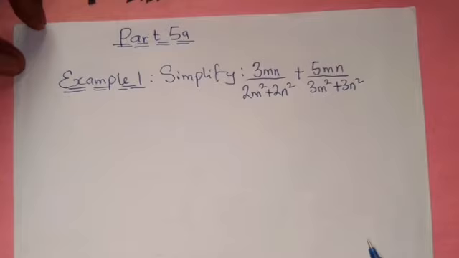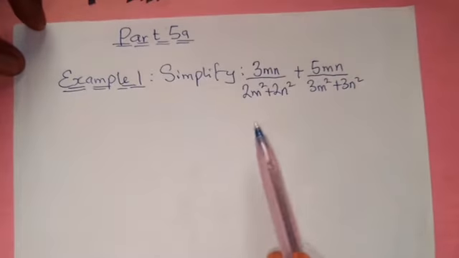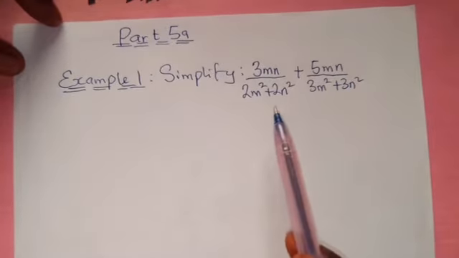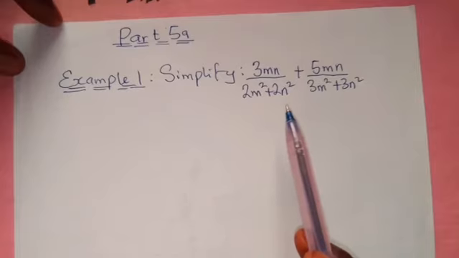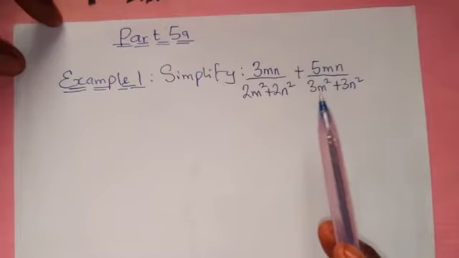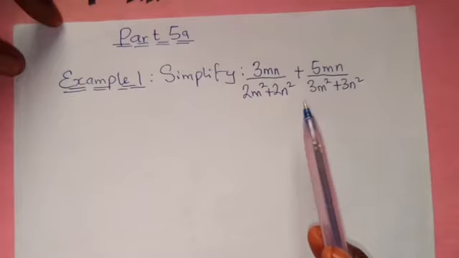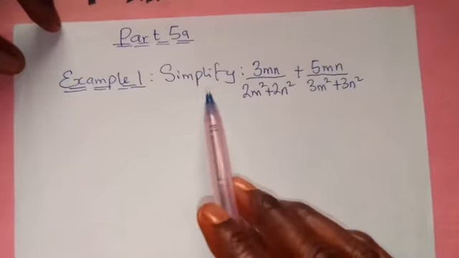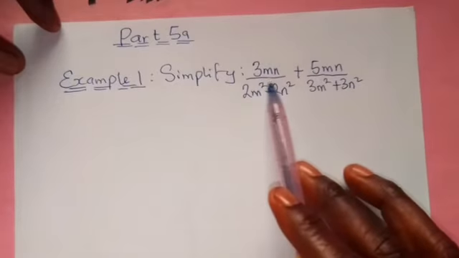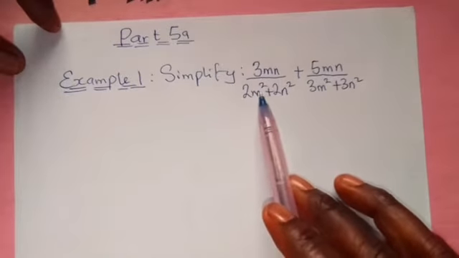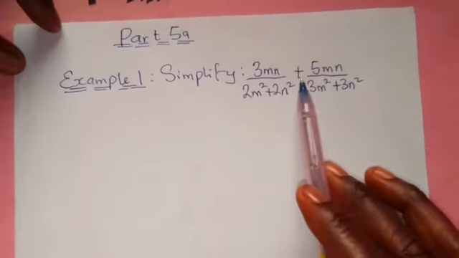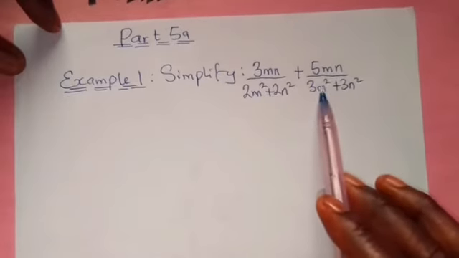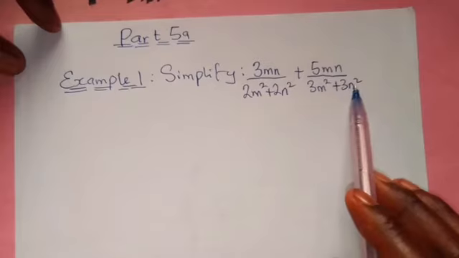Now, let us get right into the lesson. This is part 5A of this lesson. It's a series where we've been looking at simplifying algebraic expressions or fractions to their lowest terms. So in this first example, we have: simplify 3mn upon 2m squared plus 2n squared, plus 5mn upon 3m squared plus 3n squared.